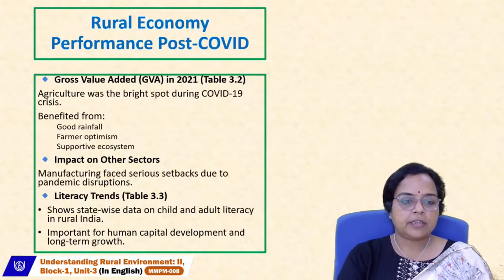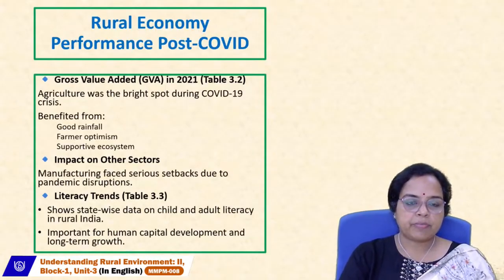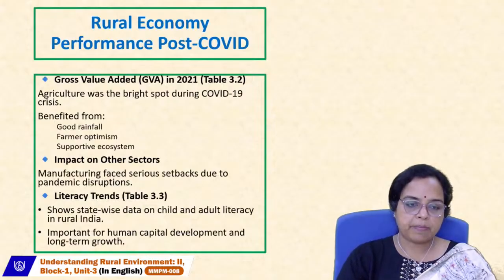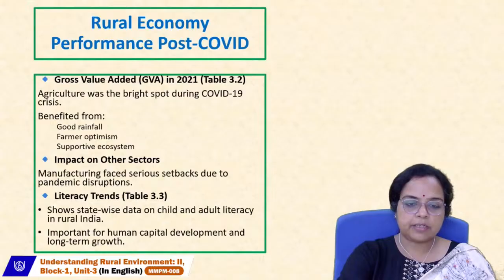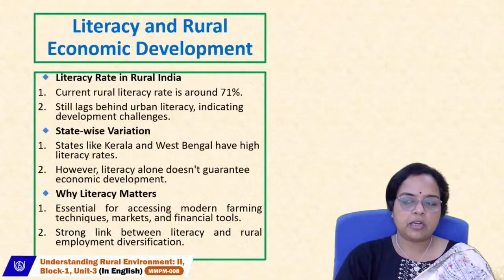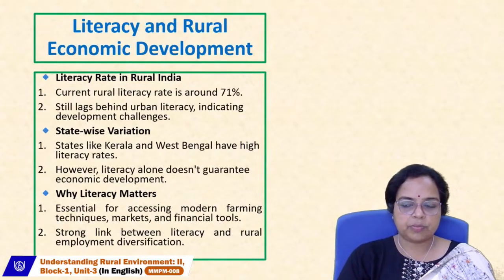Post COVID, agriculture was a bright spot during COVID because of good rainfall, farmer optimism, and a supportive ecosystem. It had an impact on other sectors, like manufacturing, which faced serious setbacks due to pandemic disruption. So people started taking care of their cultivation. In the state-wise data, you can see there is a growth in the farming orientation of the people during the period of COVID.